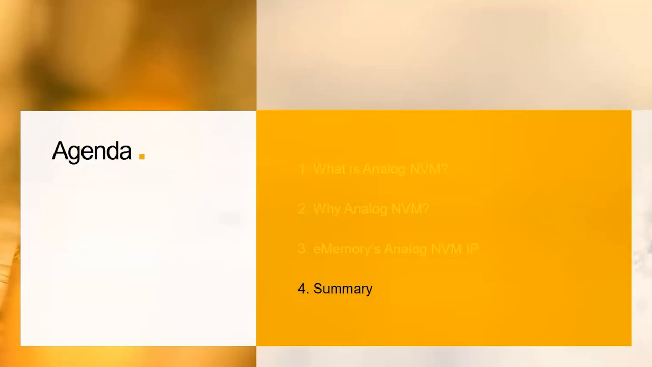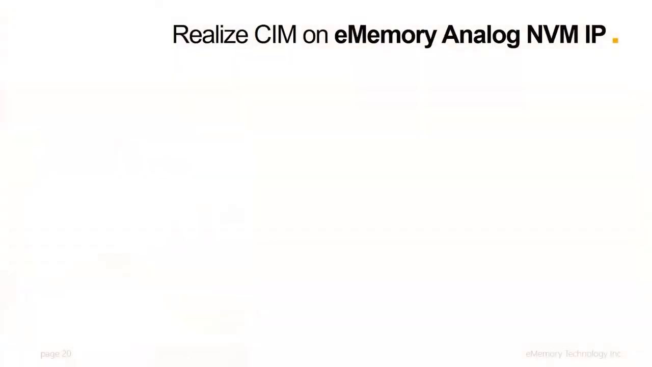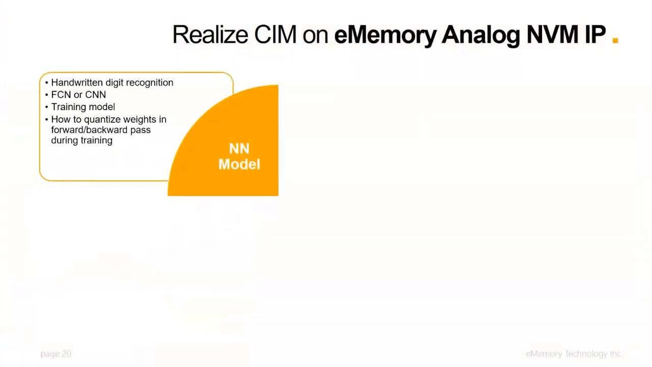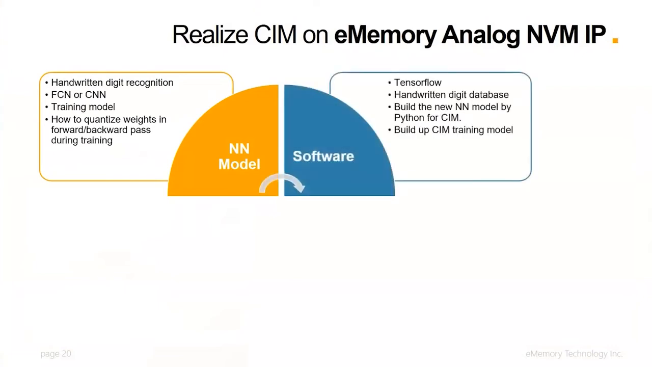Lastly, let us summarize the flow of realizing CIM on eMemory's analog non-volatile memory IP. The first step is to pick out the proper NVM model that relies on what kind of object is being identified, like a simple number or a complete image. And then let software like the popular TensorFlow build a new specific NVM model through Python for CIM, as well as the training model in the AI chip architecture.